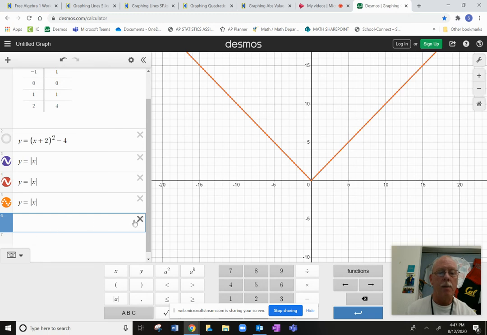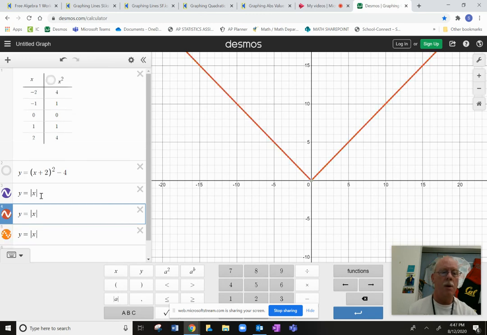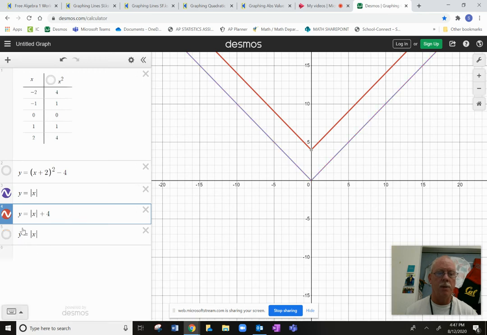So now they're all graphed. And they're on top of each other right now because they're the same exact graph in different colors. So I'm going to make changes. Let's go on this red one. Let's go +4. Oh, it moved the graph, I'm going to deselect the orange for a second. It moved the graph of y equals absolute value of x, the parent function, up 4.